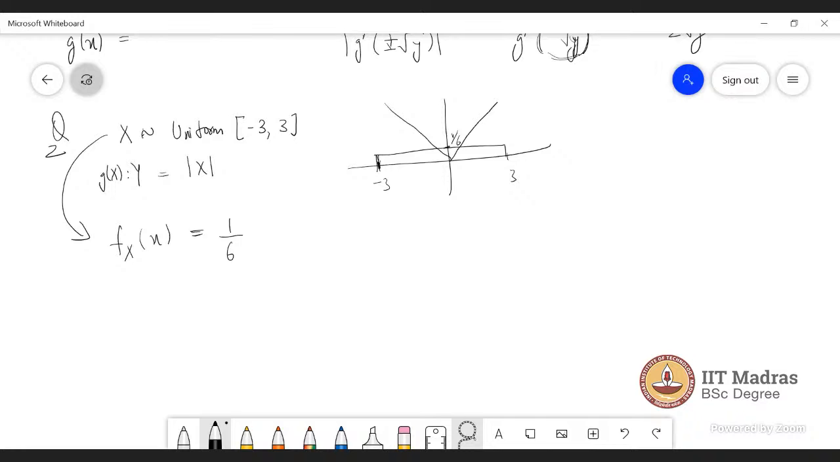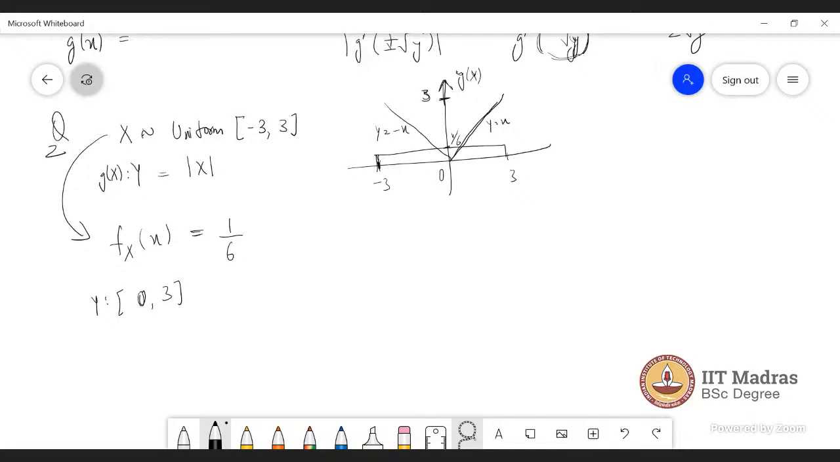So in the support, your g of x is not monotonic, so we cannot use that formula. We'll go with the general method. So what should be the range of y? 0 to 3, right? Because for positive x, it is going to be y equals x, and for this side, it is y equals minus x. So y will vary from 0 to 3.